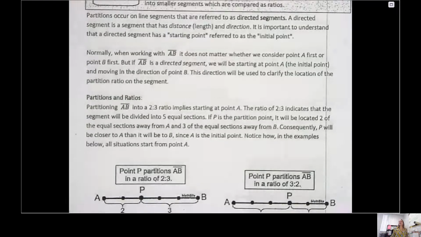Can I have somebody read the second part there where it says normally? Someone else. Kiki, thanks for making eye contact. Go for it. I'm not there. Yeah, you are. You're great. Go for it.